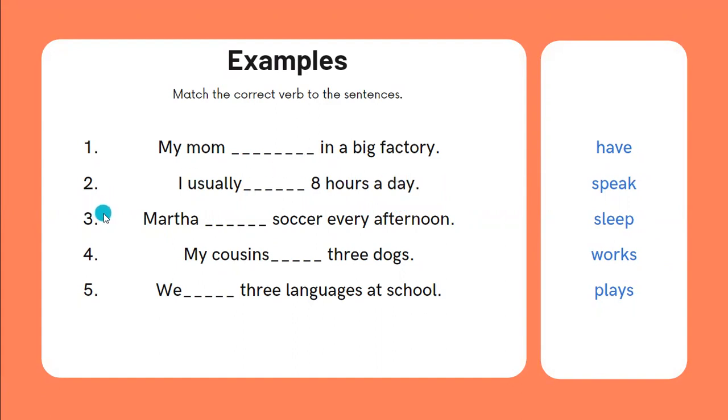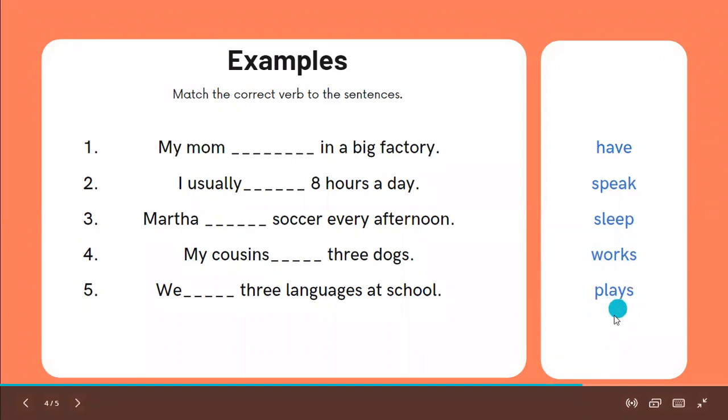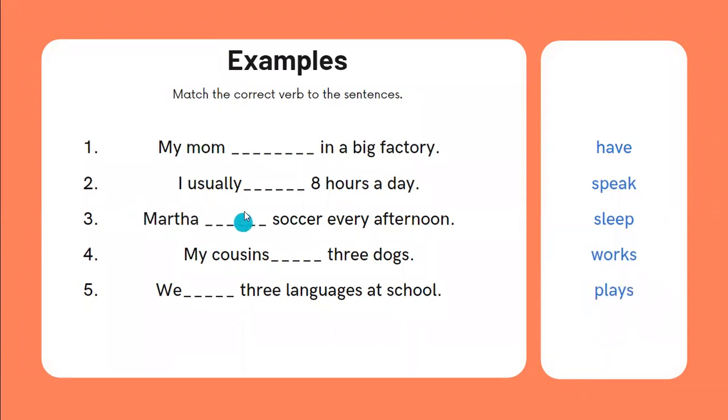Number 3, Martha blank soccer every afternoon. So Martha is she, so the verb must end with an S. And the only verb here that ends in an S is plays. And notice here that we have a vowel and a Y, so you only add an S. Martha plays soccer every afternoon.